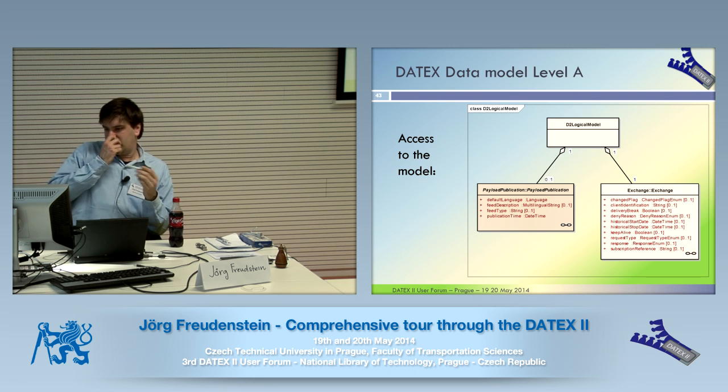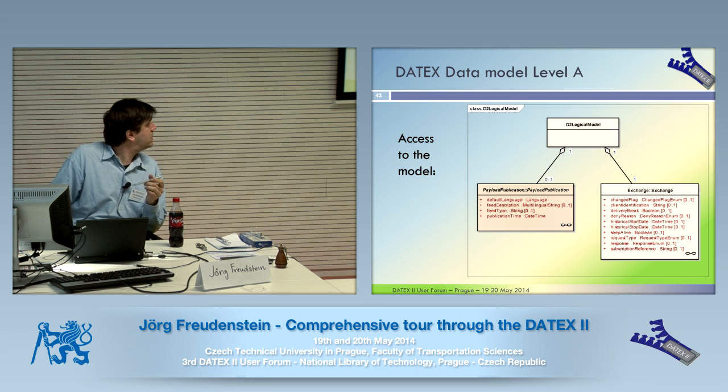When you go into the model, you can see these top classes. You can see the D2 logical model, and you have got the payload publication. Here you have got some attributes there. You also have the exchange package here. This is mandatory, which is a little bit unhappy. Maybe we will change it in version 3.